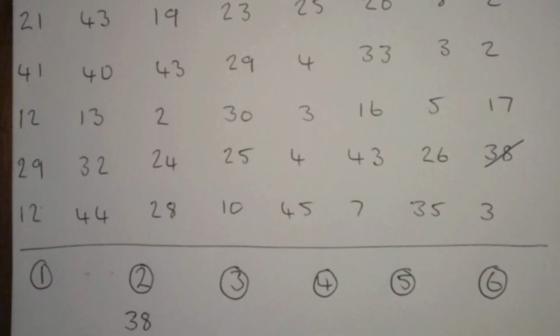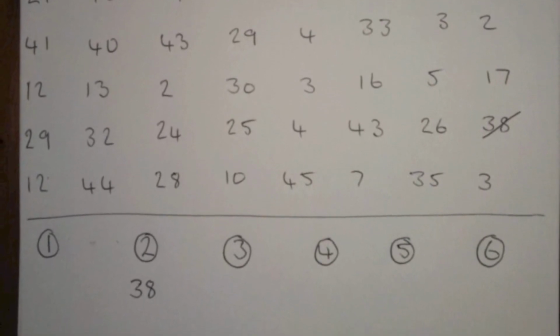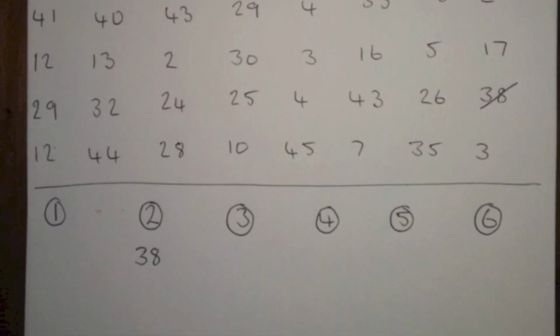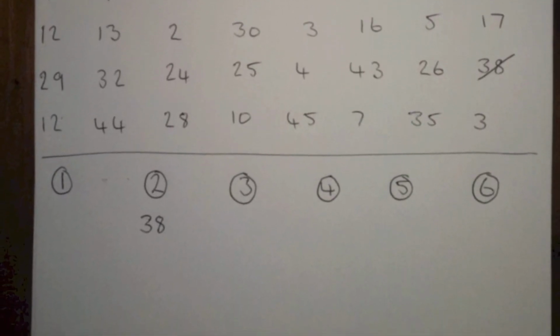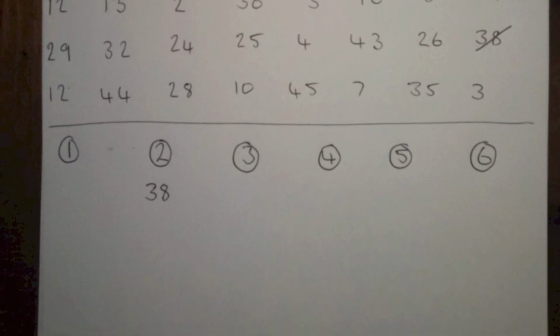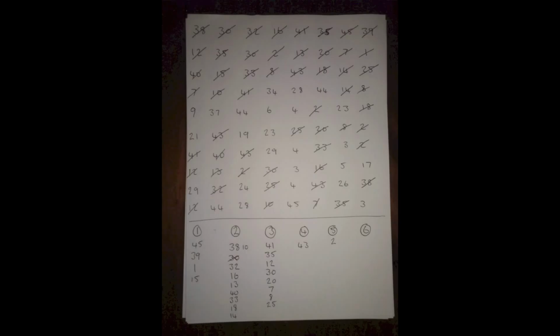Okay, so let's start with 38. So 38 has been drawn 2 times in the last 10 weeks. So we mark them off and put 38 in the number 2 section. Now, just go through your list one number at a time, marking them off and then putting them in the corresponding frequency section.